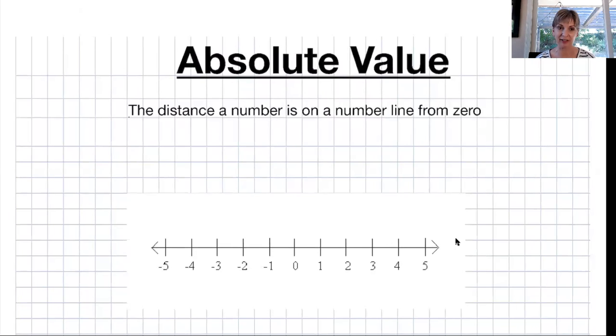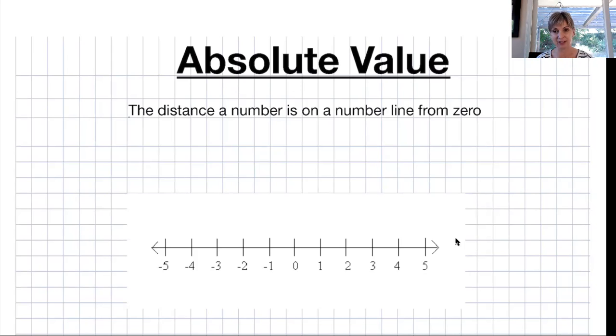Okay, so absolute value is the distance on a number line that a number is from zero. It's the distance from zero. Now, distance can't be a negative number. If I say the distance from me over to this chair over here, it doesn't make sense to say that distance is -2 feet, right? I'm not -2 feet away from that chair. I'm 2 feet away from that chair. So that's the case when we're saying absolute value.